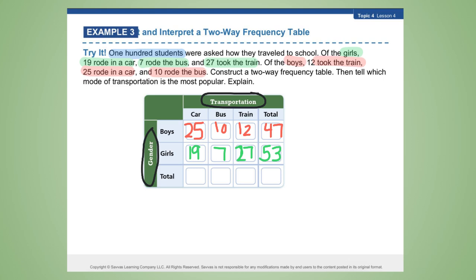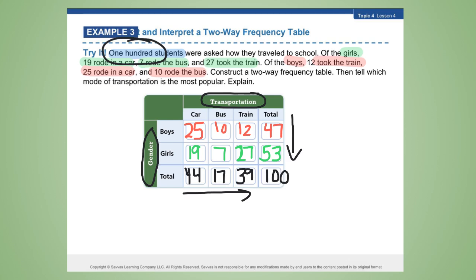Let's do some totals. Total car people, 25 plus 19, 44 total car people. Total bus people, 10 plus 7, 17. Total train people, 12 plus 27 is 39. And it doesn't matter if I add this way, or I add that way, or I look at what it told me, but this should be 100.